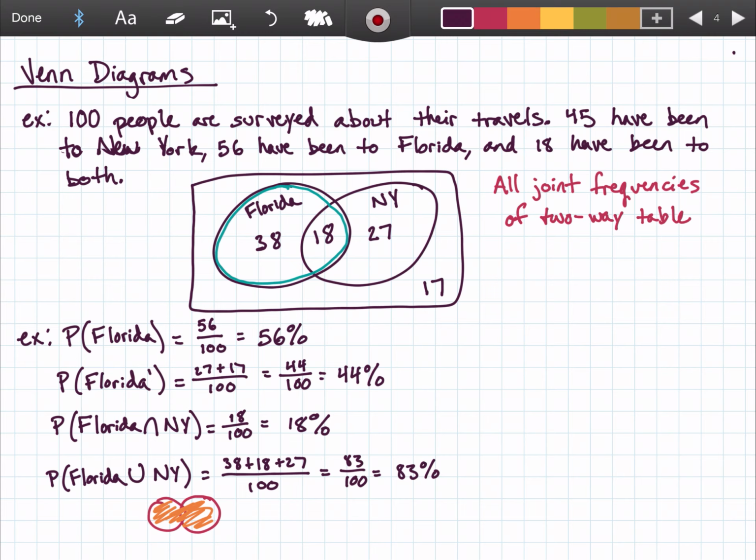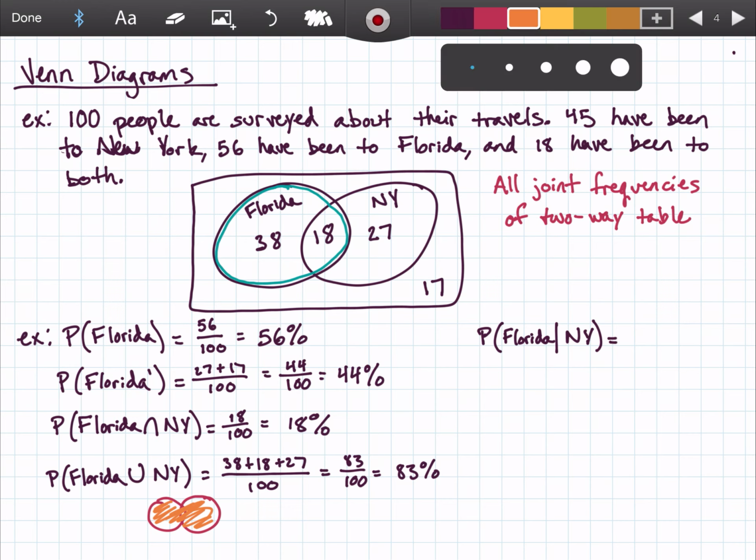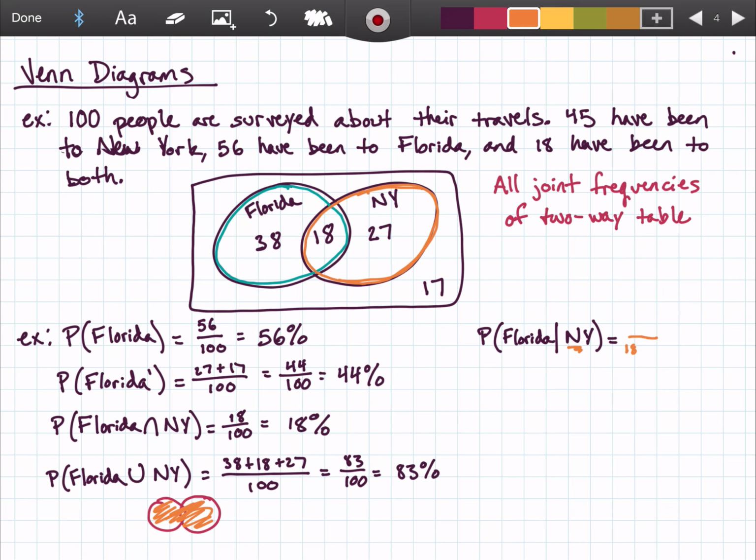Okay, let's do some conditional probability. Let's look at the probability that you've been to Florida given that you've been to New York. Well, remember, this is our condition now, so this becomes the total that I'm looking at. So I'm going to have to add that 18 and that 27 to get the total. How many of those have been to Florida? Well, that would be 18.